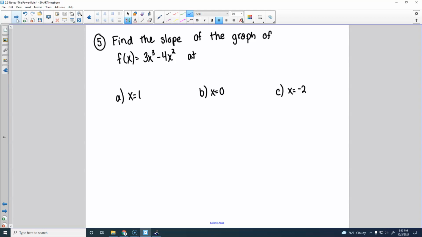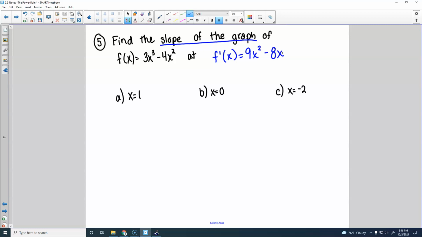For a problem like this, find the slope of the graph of f of x equals 3x minus 4x squared at 1, 0, and negative 2. So if we want to know the slope of the graph, what are we looking for? Derivative. Okay? So what is the derivative of this? 8x. Oh, yeah.